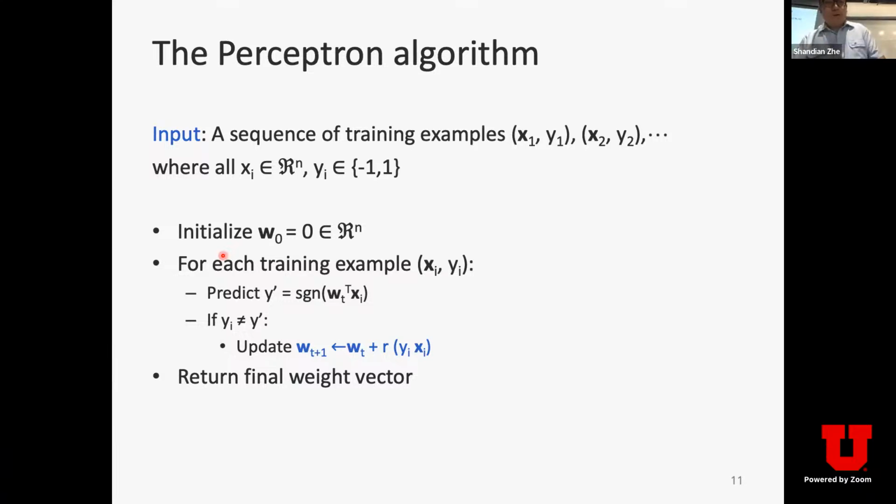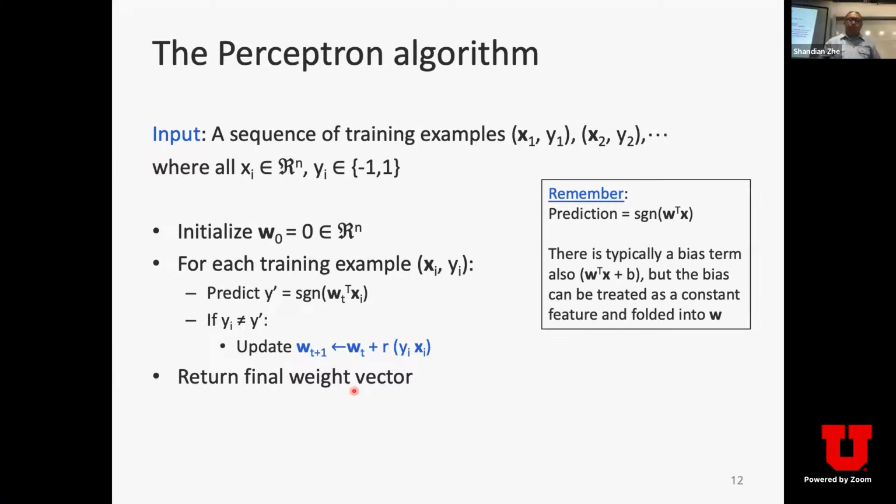After the processing is done, we return the final weight vector. So this is called the original perceptron algorithm. Any questions so far? Everyone is clear about how this algorithm is running? Okay.